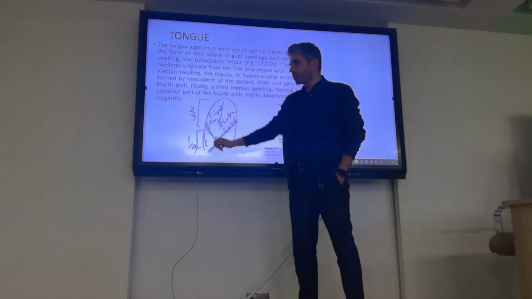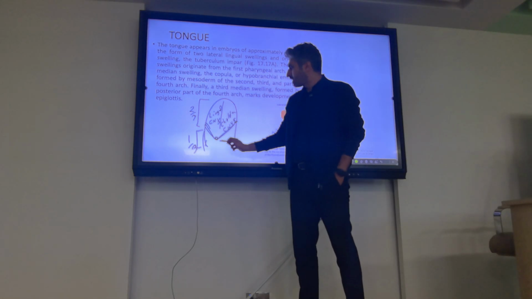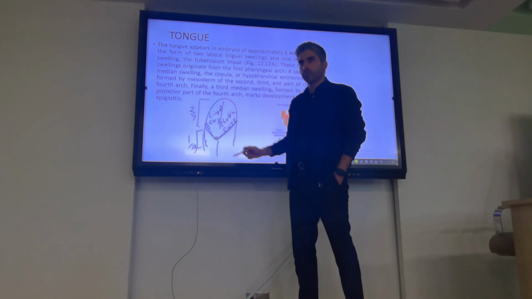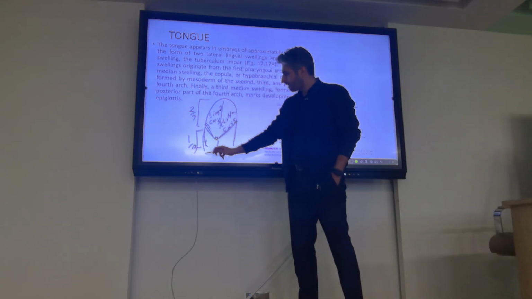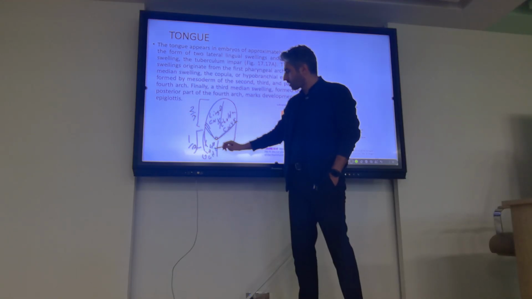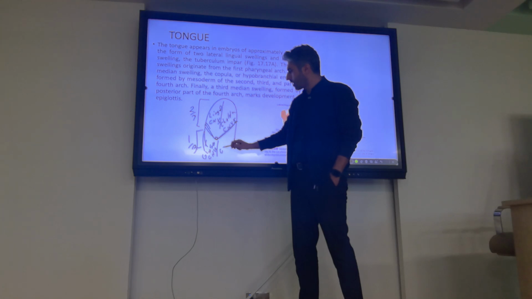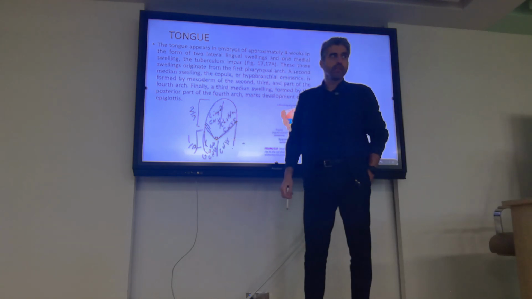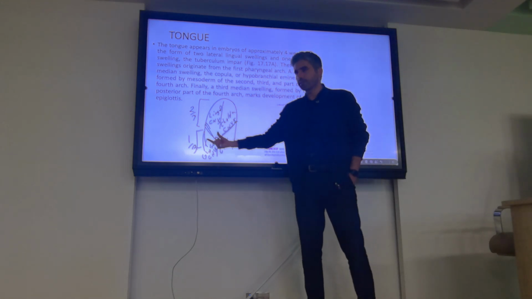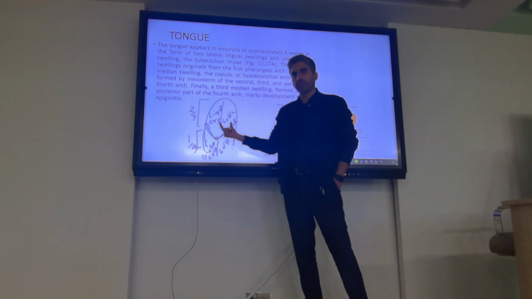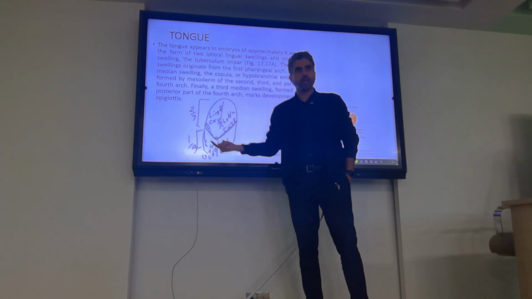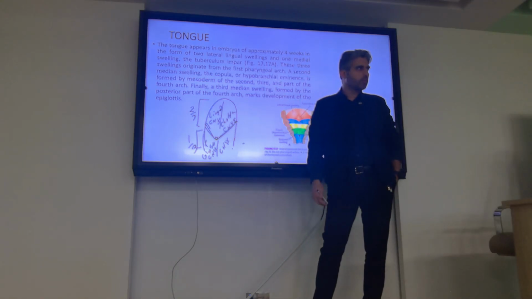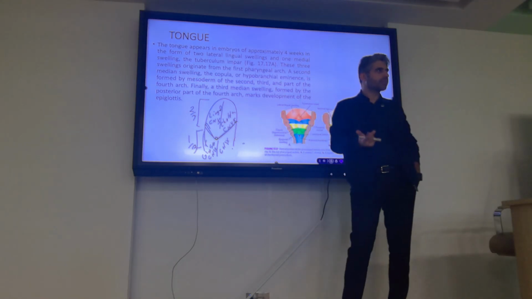For the posterior one-third of the tongue, the general sensory and the special sensory is glossopharyngeal, cranial nerve number 9. It's the same, cranial nerve number 9, from the third arch, so here is easy. The epithelium here, the outer layer of the tongue, is by the third arch, because the nerve is glossopharyngeal for the third arch.